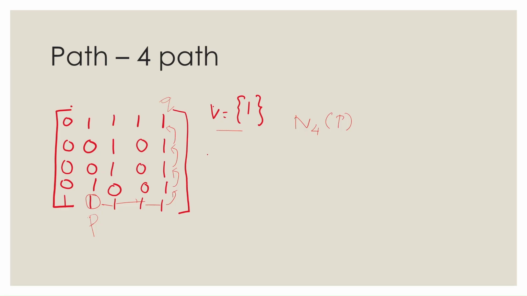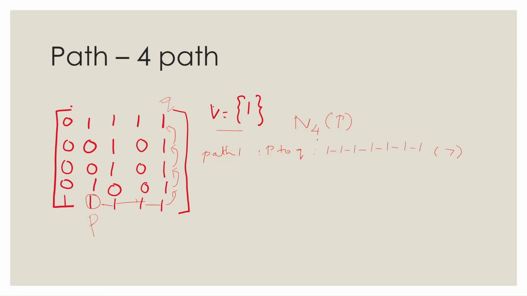So the path for this one, path 1 between P to Q, is represented as 1, 1. So we exclude this P. We will take 1, 2, 3, 4, 5, 6 and 7. So it takes 7 pixel distances to reach from P to Q using 4 paths.